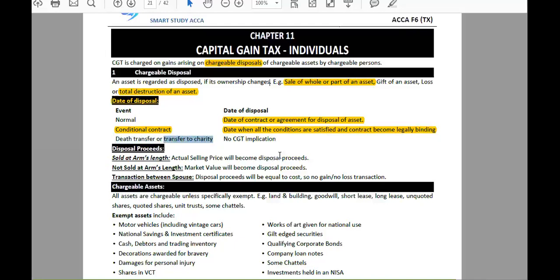If you are going to transfer any asset to charity, so if an asset has transferred to charity, maybe as a donation, in that case CGT is not applicable. So these two types of transfer of assets are outside the scope of capital gain tax. So in these two circumstances, CGT is just not applicable. So no CGT implications in these two cases.